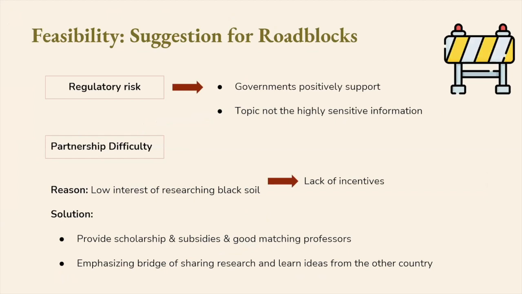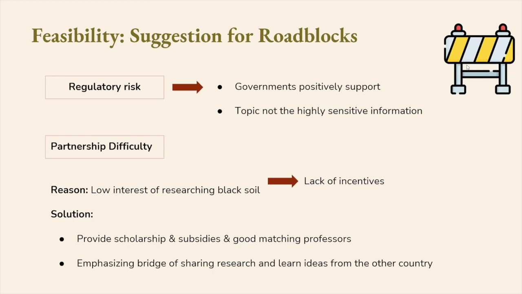So we have some suggestions and solutions for the roadblocks we identified. For the regulatory risk, we cannot change the government policy for it, but we think the agriculture topic is not highly sensitive information and it's okay to be shared for both nations to improve. And there are already a lot of programs that have been partnerships between US and China. Plus our black soil research is addressing the common problem of black soil erosion, which is good for the climate change. And then we think both governments will positively support our program, so regulatory risk won't be a big problem.